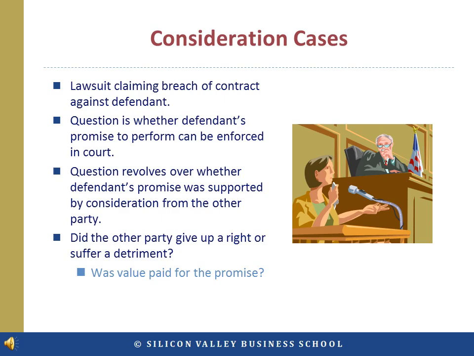A common fact pattern in a contract lawsuit involves a claim that the defendant failed to deliver on a promise. The question for the court often revolves around whether the defendant's promise was supported by consideration. Did the other party give something up in exchange? Did the plaintiff pay for the promise? If the promise under question was supported by consideration, the plaintiff wins, the defendant loses, and the promise is enforced by the court.